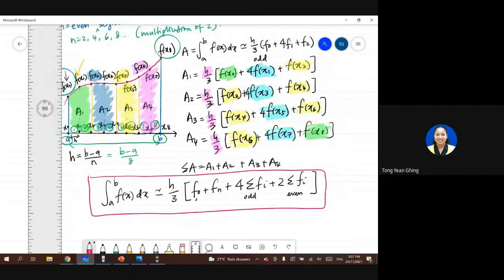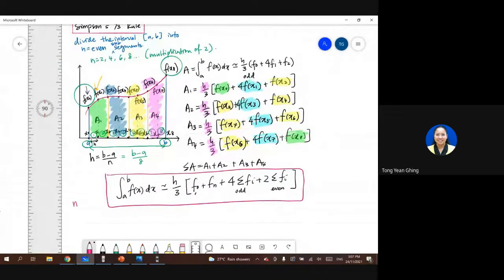So kalaulah the n is not even number, we cannot solve using Simpson 1/3 rule. So we have to ensure that the n, ini yang kita pecah ni, segmen ni mestilah an even number. So we only can use this Simpson 1/3 rule. Okay, so try look at the example. Okay, we try an example.